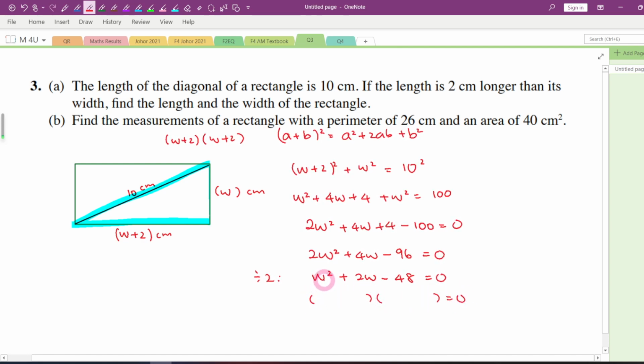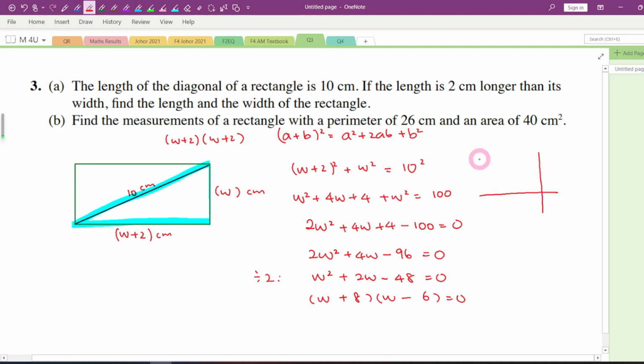If you have a hard time doing the factorization, you actually can use your calculator to help you do the factorization. W, 6 times 8, you get 48, right? So I want to get positive 2W. Here will be positive, here will be negative. I hope that you still remember this. If you don't want to use your calculator, you can do it this way.